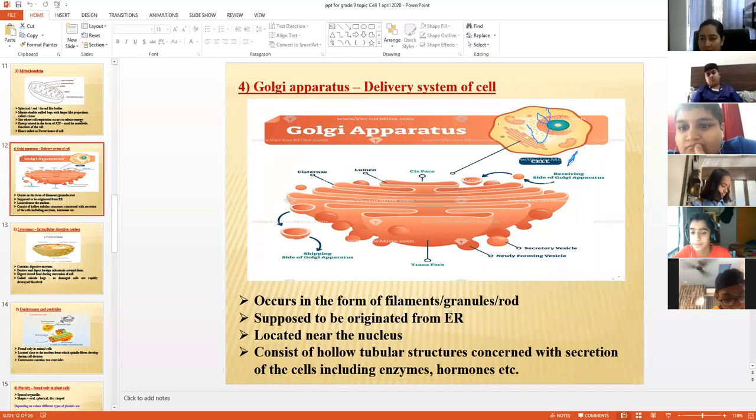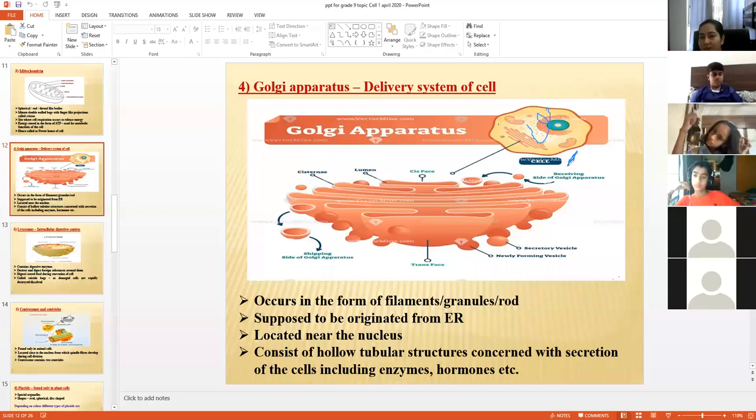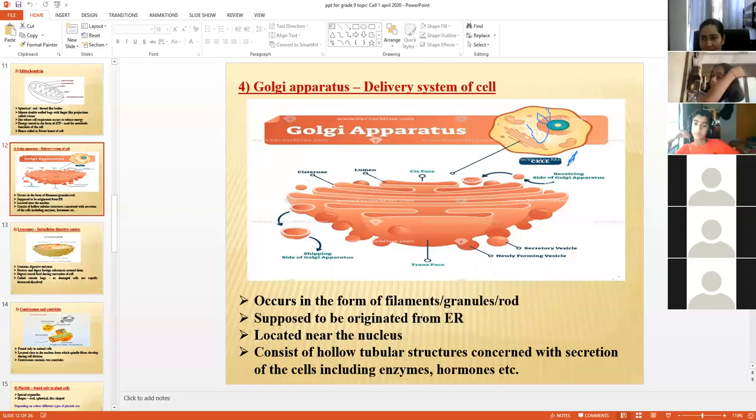Ma'am, why is the Golgi apparatus called the delivery system of the cell? It is called a delivery system because it delivers the enzymes where they are needed. For example, if a mitochondria is needing a particular enzyme for the respiration to occur, who is going to do it? The Golgi apparatus. And it will deliver it to the mitochondria.